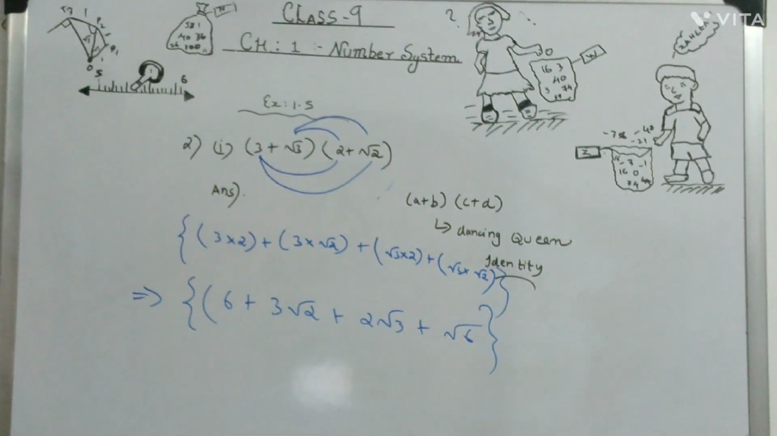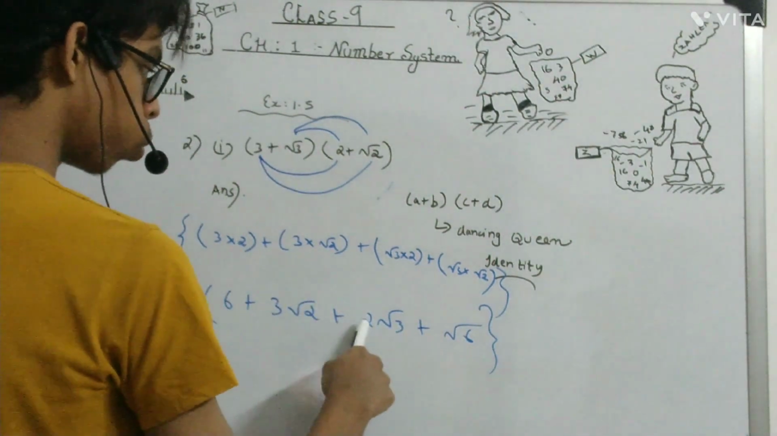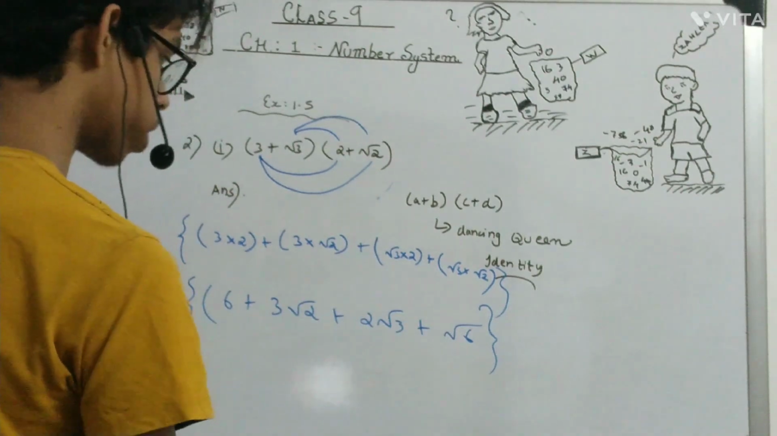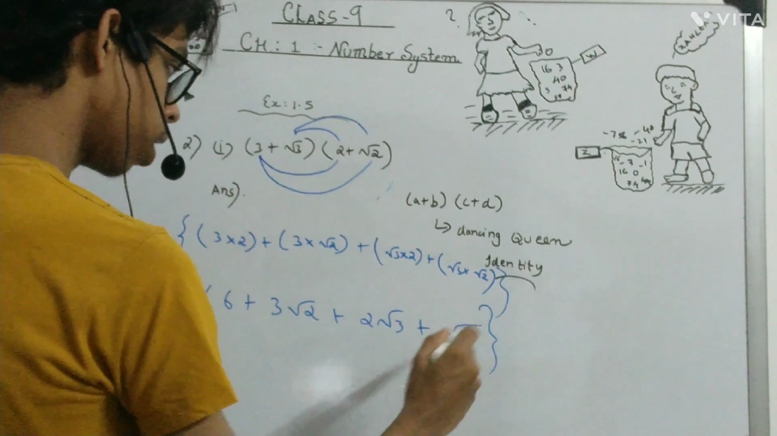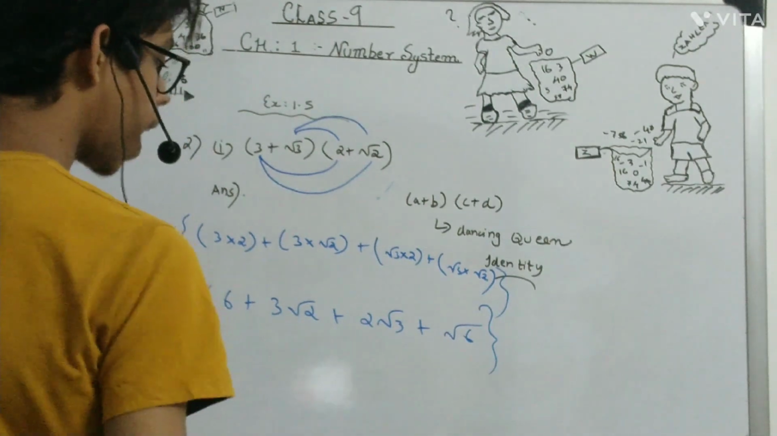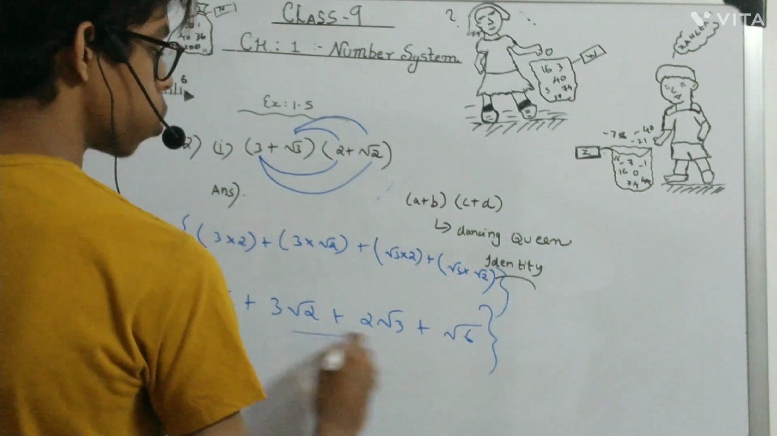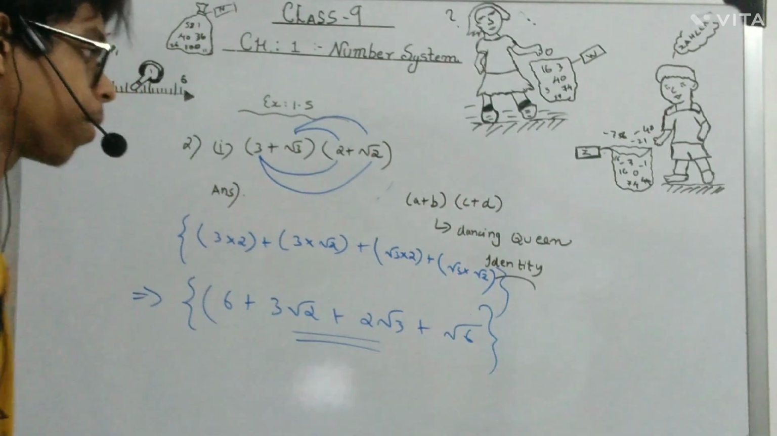Okay. So this is your final answer: 6 plus 3 root 2 plus 2 root 3 plus root 6. There is nothing common here. The number under the root is 2 here, 3 here, and 6 here. So we cannot add and do any further simplification. So this is your final answer.